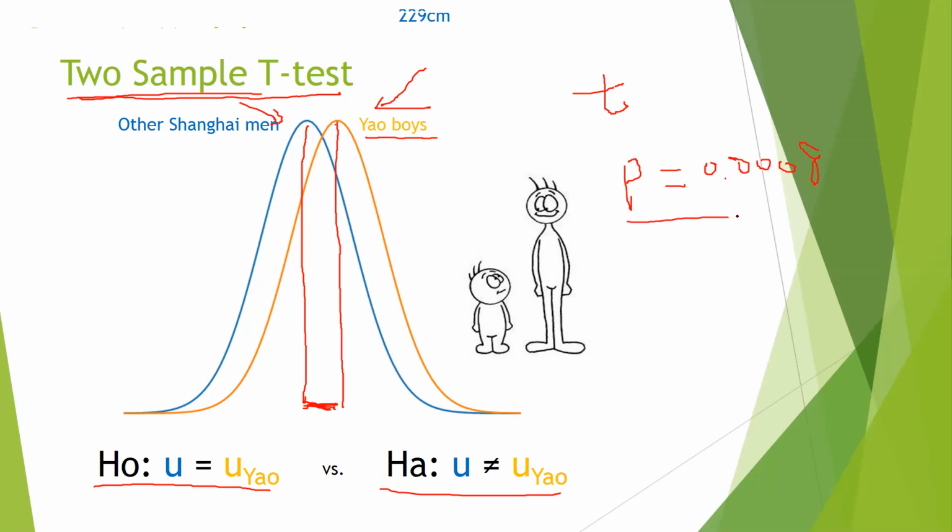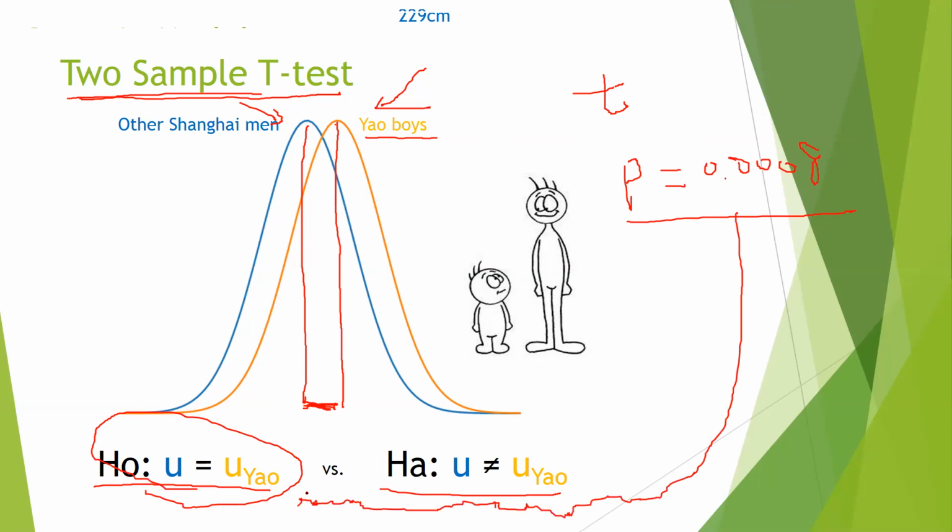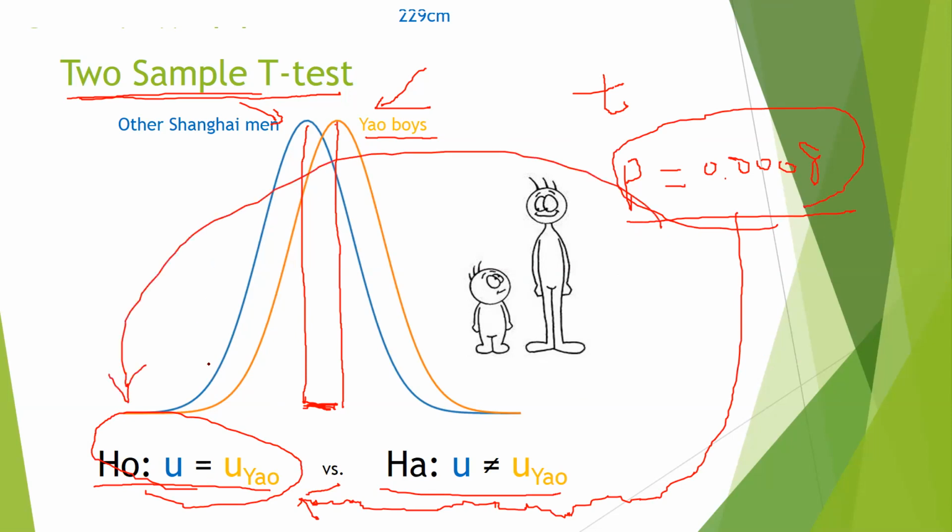That means if we assume there's no difference between these two distributions, if we assume the null hypothesis is true, the p-value is only this small, which means it's very unlikely, right? It's very unlikely that this is true. So if the p-value is this small, we're going to reject the null hypothesis. And this determines that the difference between the Yao boys and the other Shanghai men is real, is significant.